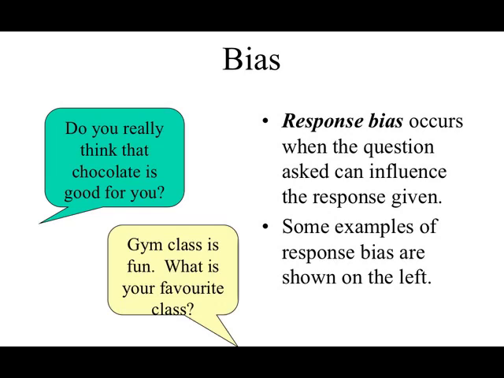Response bias occurs when the question asked can influence the response given. Some examples of response bias are shown on the left. Do you really think that chocolate is good for you? That question comes with a negative connotation. It suggests that if you were to answer yes, then the person who's asking the question thinks something negative about you. Or, gym class is fun. What is your favorite class?